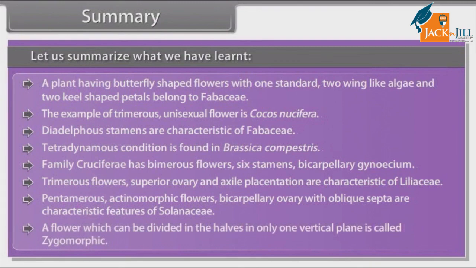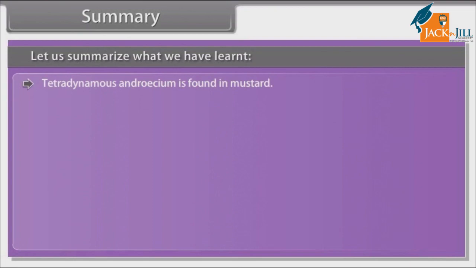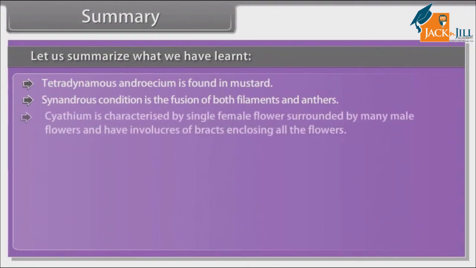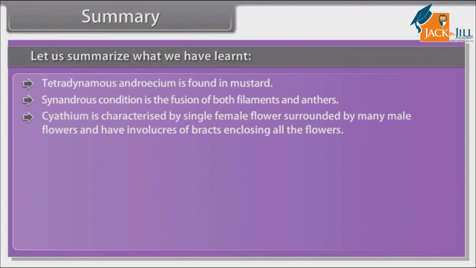A flower which can be divided into two halves in only one vertical plane is called zygomorphic. Tetradynamous androecium is found in mustard. Synandrous condition is the fusion of both filaments and anthers. Cyathium is characterized by a single female flower surrounded by many male flowers and has an involucre of bracts enclosing all flowers.